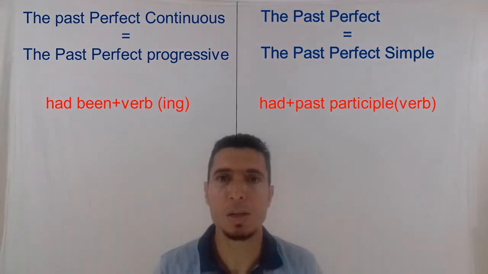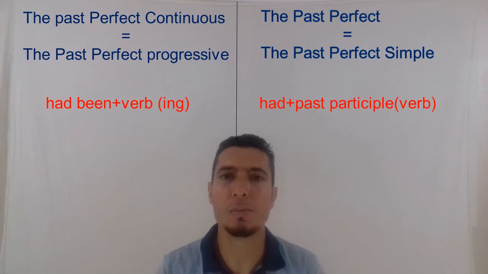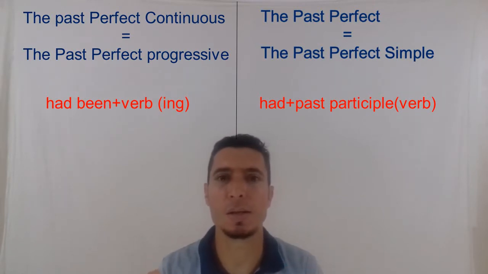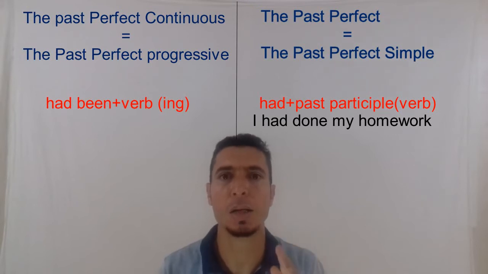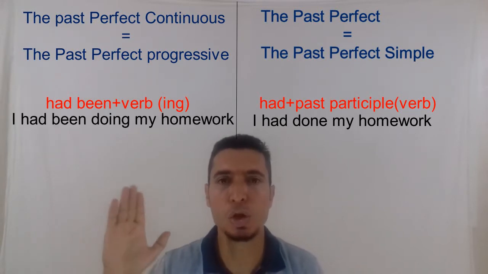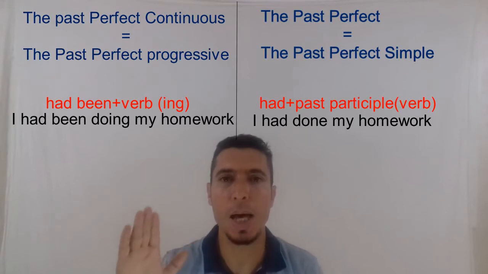For the examples, we will use the same verb in the same sentence so that we can compare between the two tenses. For the past perfect simple: I had done my homework. For the past perfect continuous: I had been doing my homework.